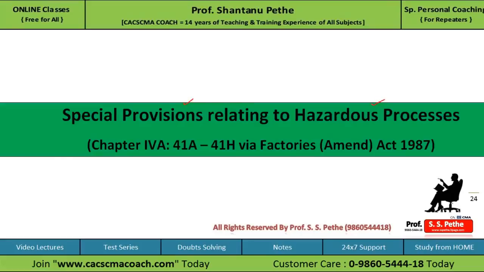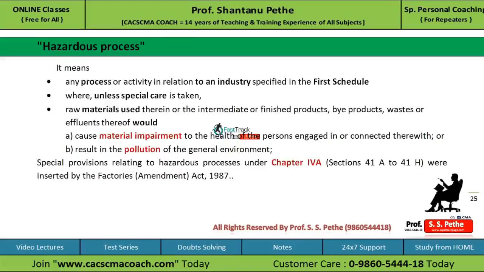Now there are certain special provisions which are related to hazardous process. These are contained under chapter 4A, that is section 41A to 41H. And these were included in this Act as per the Amendment Act 1987.